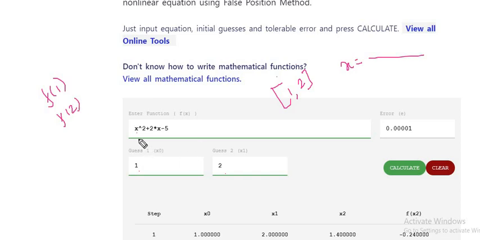Let me just check f of 2. Here x is 2, so 2 squared is 4, plus 4, minus 5. So this is 8 minus 5, this is 3. So this is positive. And what about f of 1? This is 1 plus 2, 3, minus 5. This is minus 2. So f(b) and f(a) change from positive to negative.